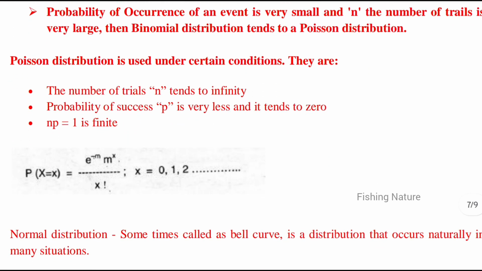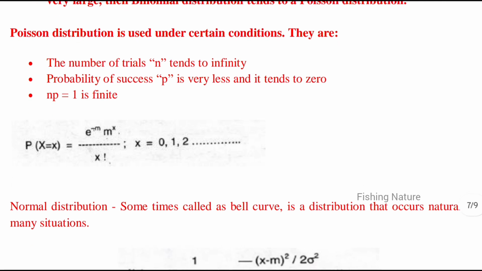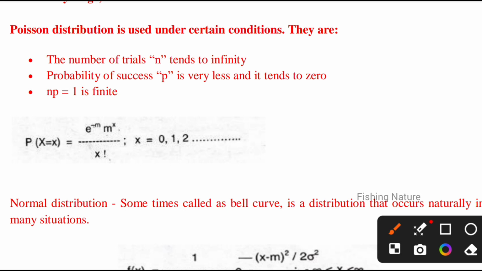Next, it is used under certain conditions. The number of trials is infinity. Probability of success p is very small. It tends to 0. Its value is very small, and n is very large, tending to infinity.